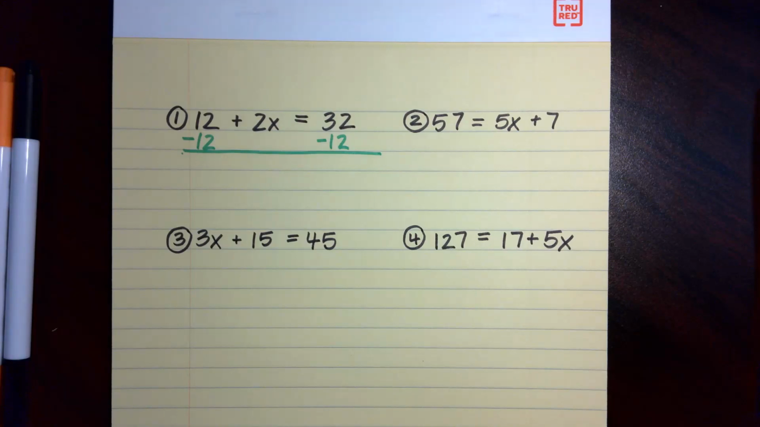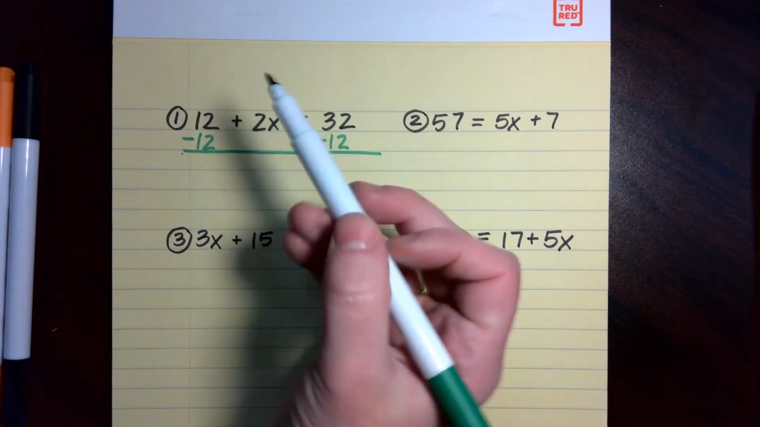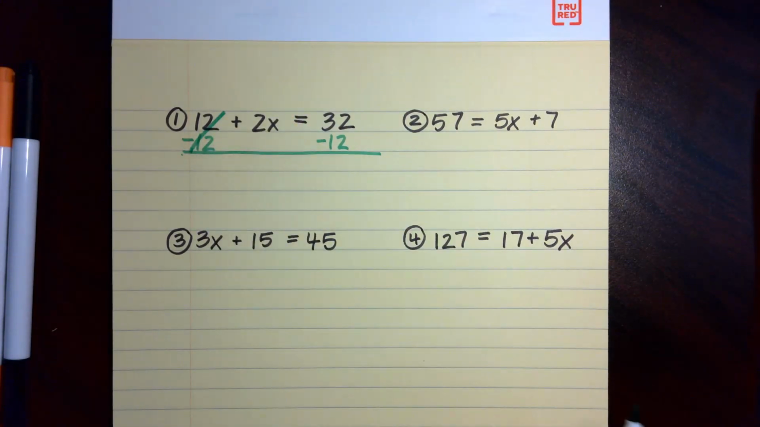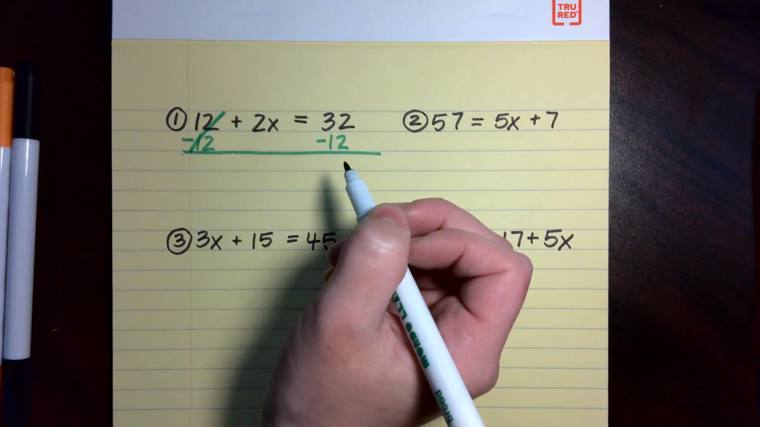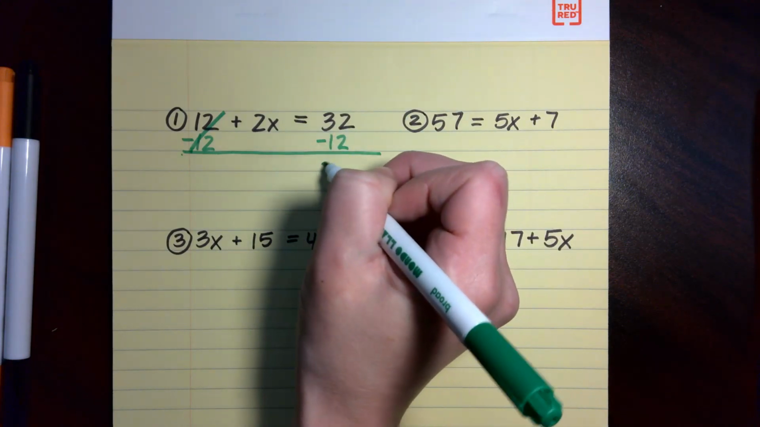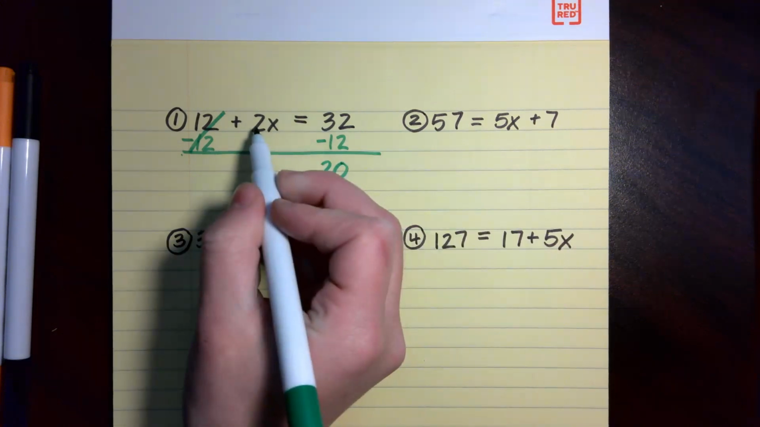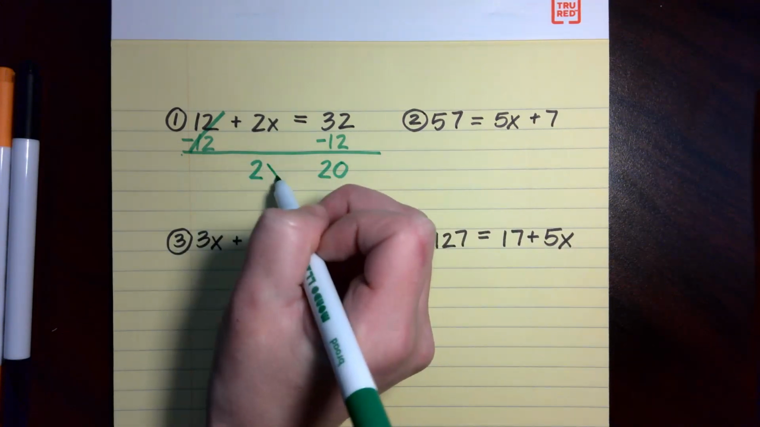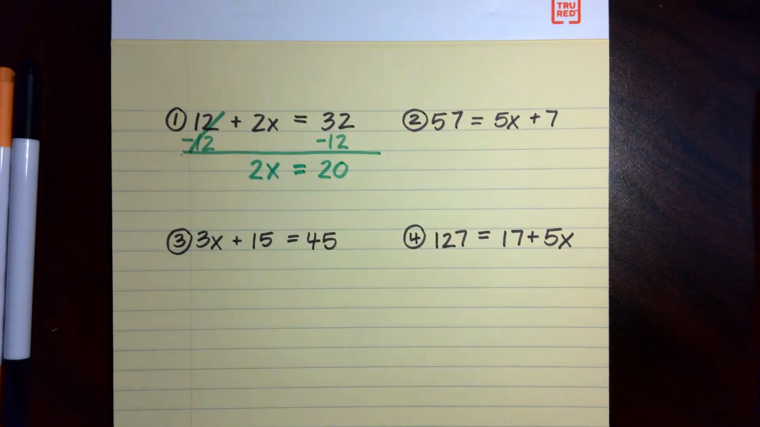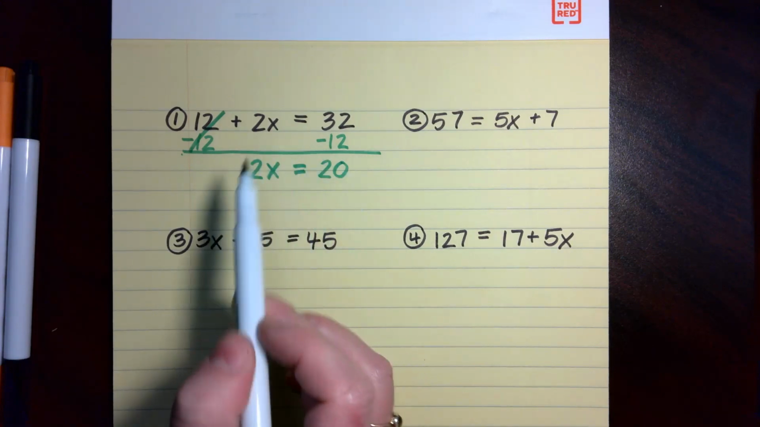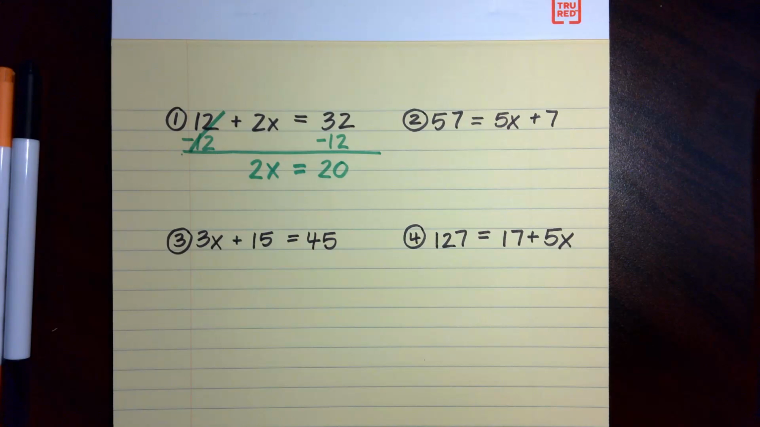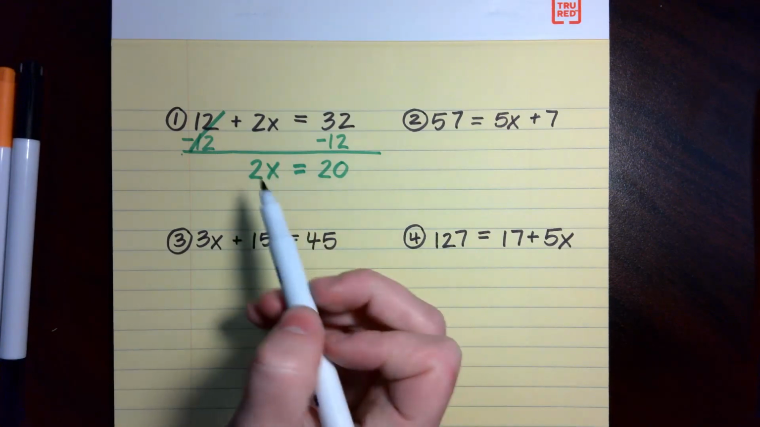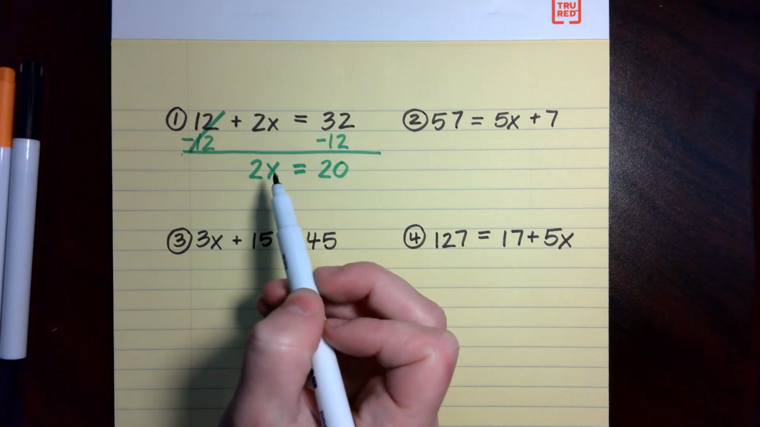Okay, what's going to happen next? The 12s cancel out. Absolutely, the 12s are going to cancel. And that's going to be 20, perfect. 32 minus 12 is 20. And then we've got to bring down the 2x equals. Did anybody not get to this point? I got it. You did? Good! Yay! That makes me so happy. Okay, now we have a whole new problem. 2 times x equals 20.